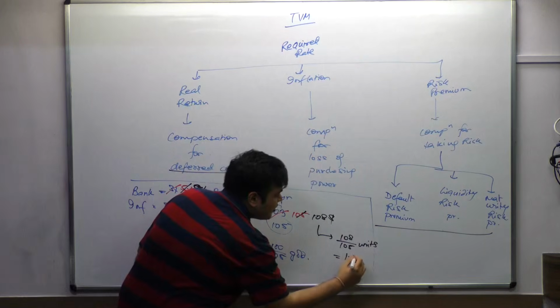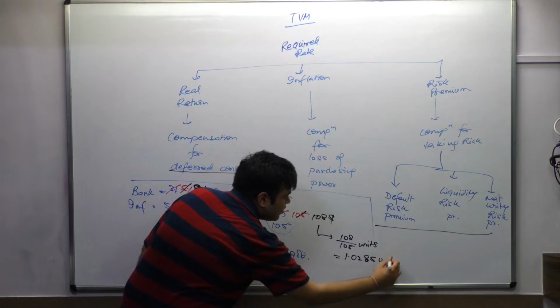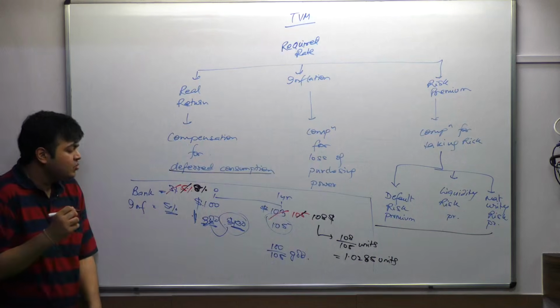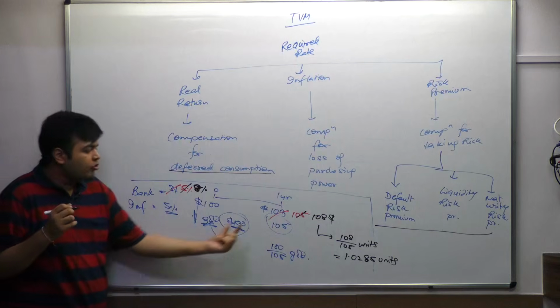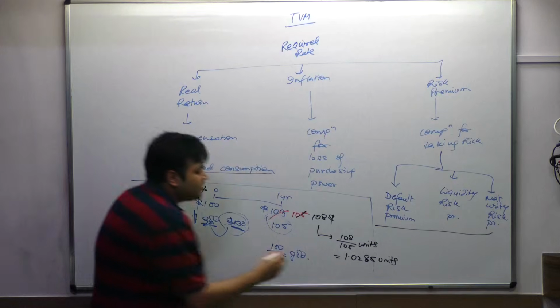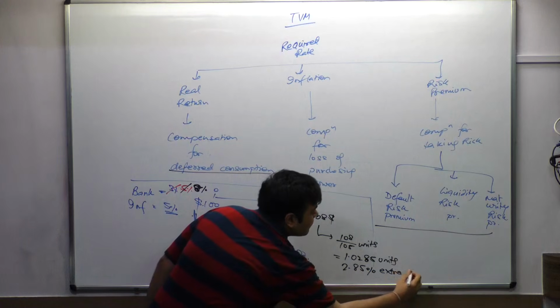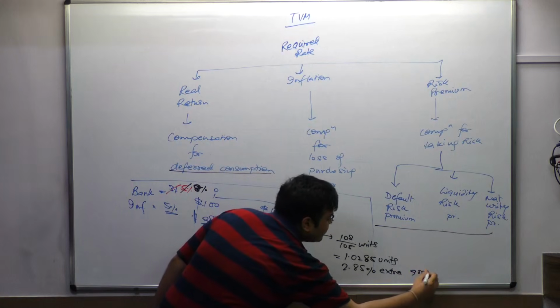This is going to be 1.02885. So basically, either you consume 1 unit of apple today or you consume 1.0285 units of apple tomorrow. You're getting 2.85% extra apples, which is representing goods and services.